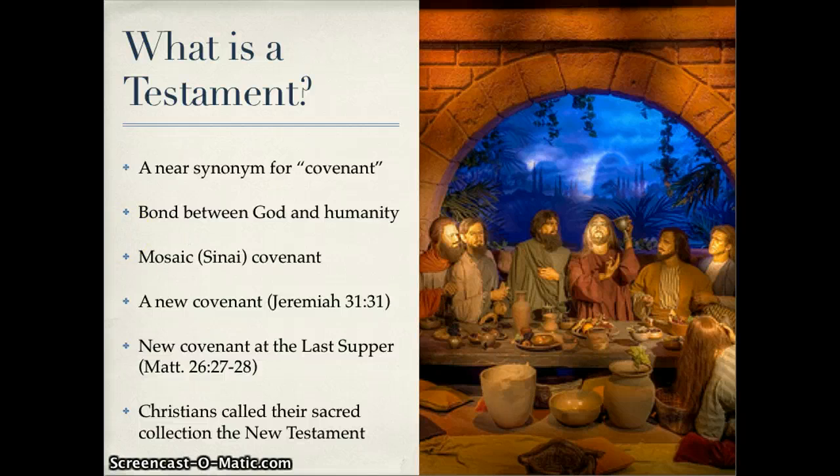So, for example, the covenant that God made with Noah was with God and humanity and everything else. But specifically, let's refer to the Mosaic covenant. I like to call it the Sinai covenant. This is the covenant that God made with Israel, with Moses as the mediator, that established Israel as God's chosen people. In that covenant, in exchange for God's provision and protection toward Israel, all Israel had to do was follow God's law.